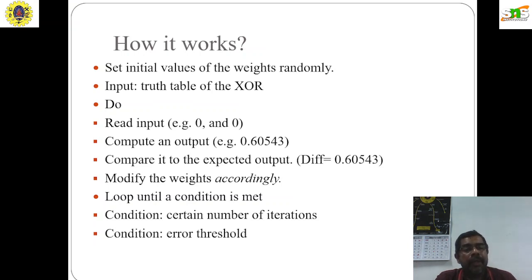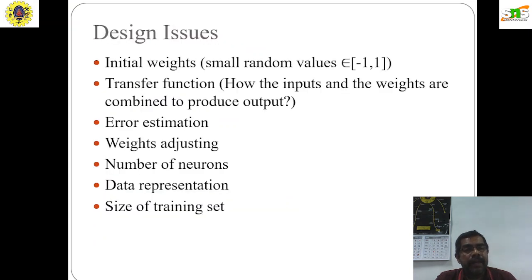Compute an output. What is the value of that output? Compare it to the expected output. What is the difference? Modify the weights accordingly. Then loop until a condition is met. For the conditions, we can use a certain number of iterations, or a certain error threshold. And we have to see what the design issues are.